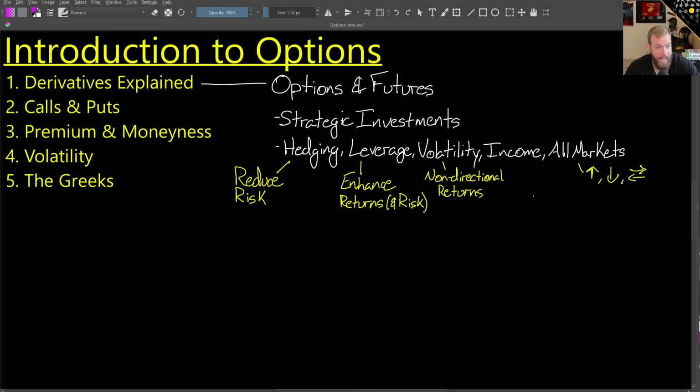You can gain access to leverage. So this means that you put up a smaller amount of money to control a larger amount of money. So let's say you put up $1, but you get to control $5. That's leverage. And it's good and it's bad.